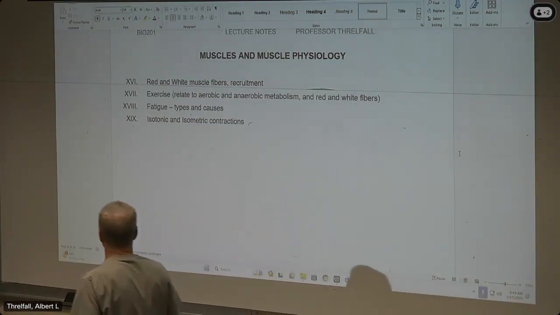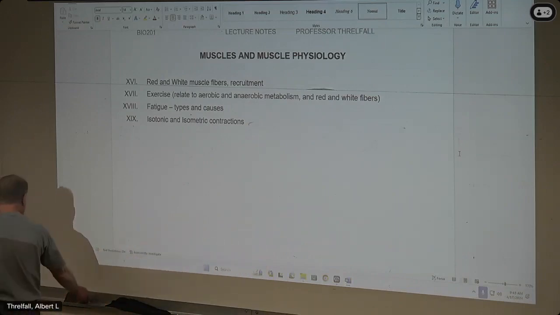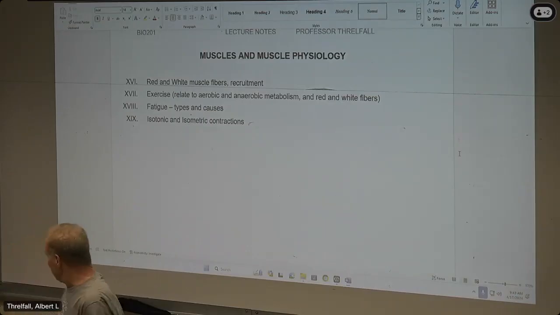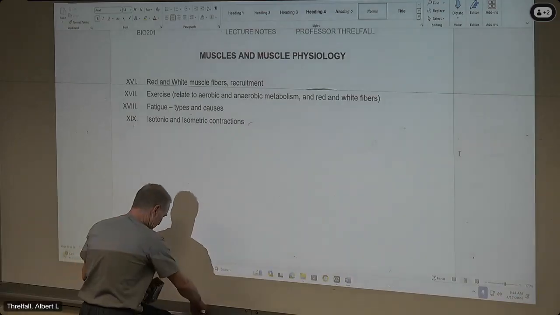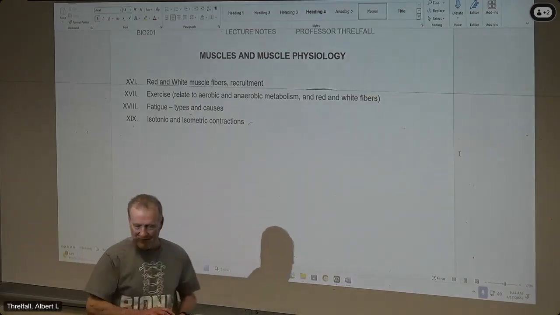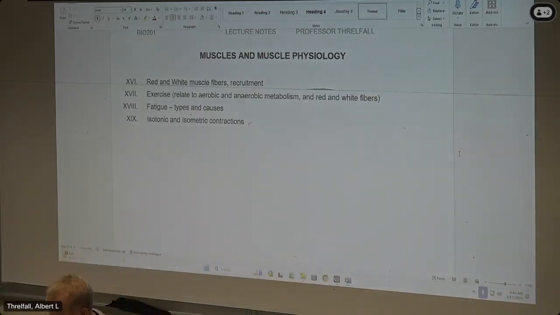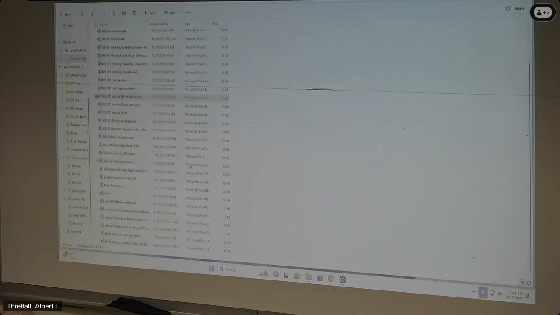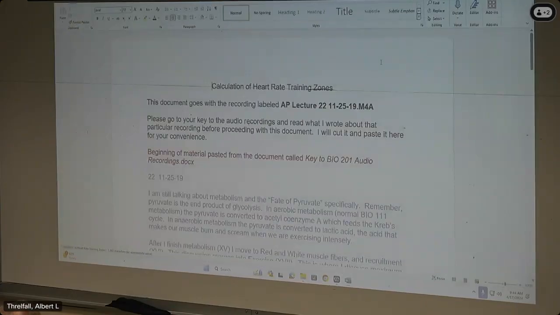Wait, don't get noisy. I know a lot of you have this because a lot of you printed everything in the online resource module the first week of the semester, and you got this 500-page binder with all of it. But if you don't have this, you want it. It's called Calculation of Heart Rate Training Zones.